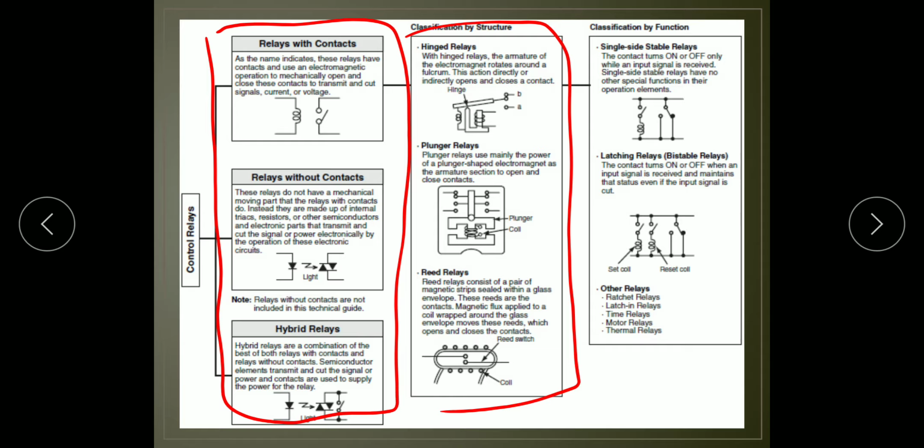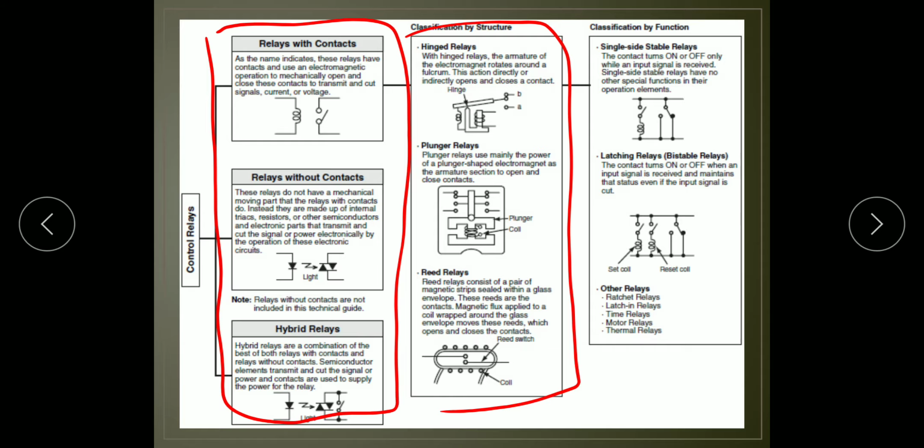So plunger relays. Plunger relays mainly use the power of a plunger-shaped electromagnet as the armature section to open and close the contacts. It is a plunger type relay because it depends on the structure. The classification by its structure is hinge type relay and plunger type relay.